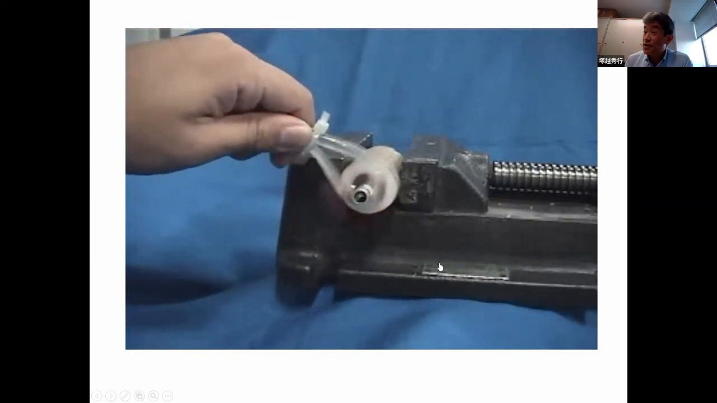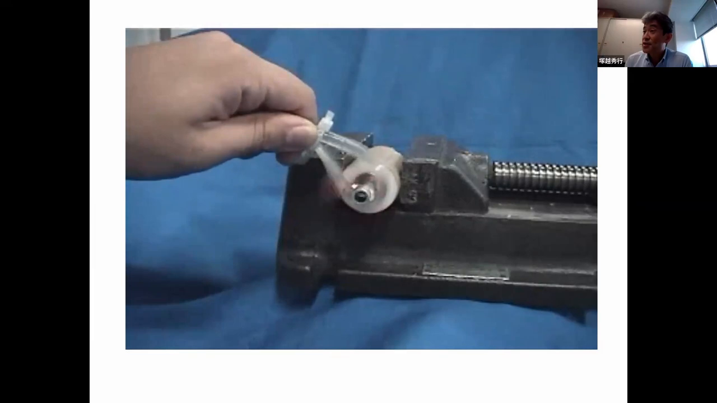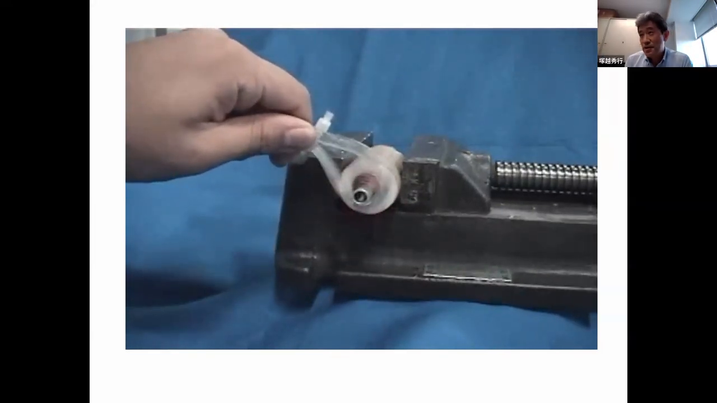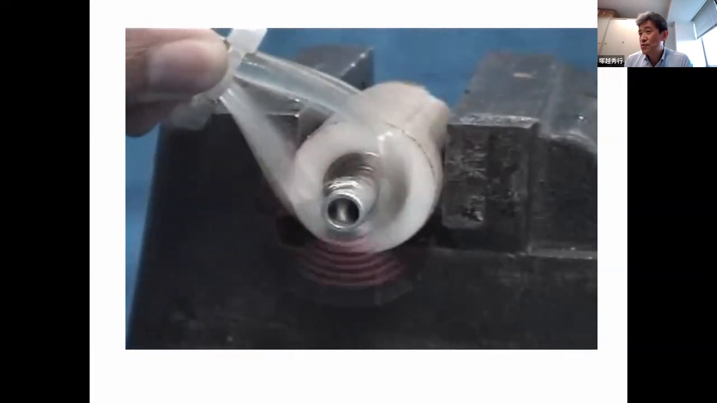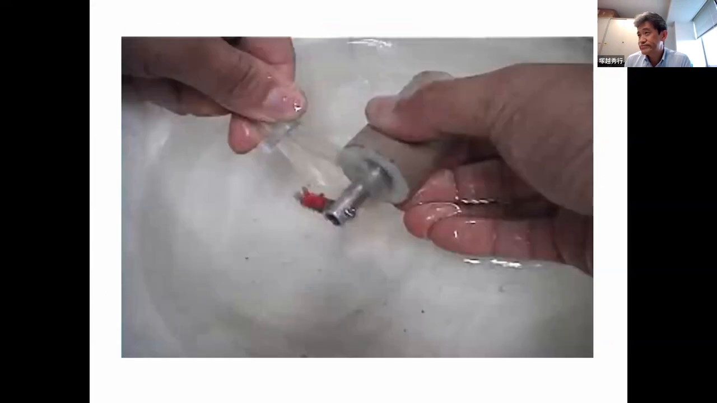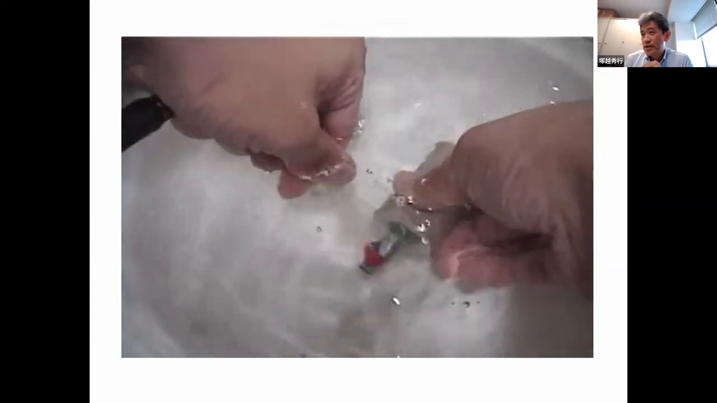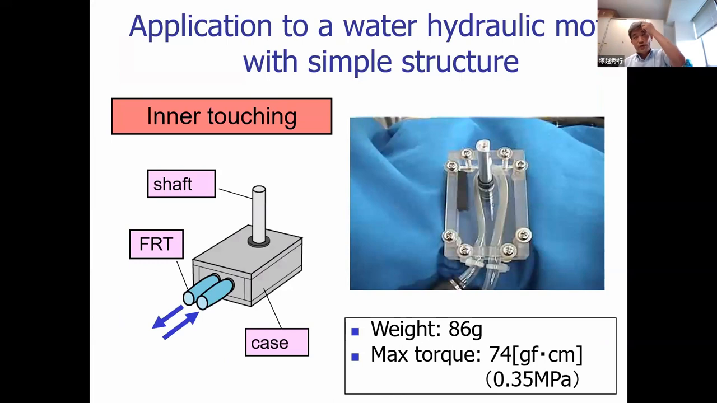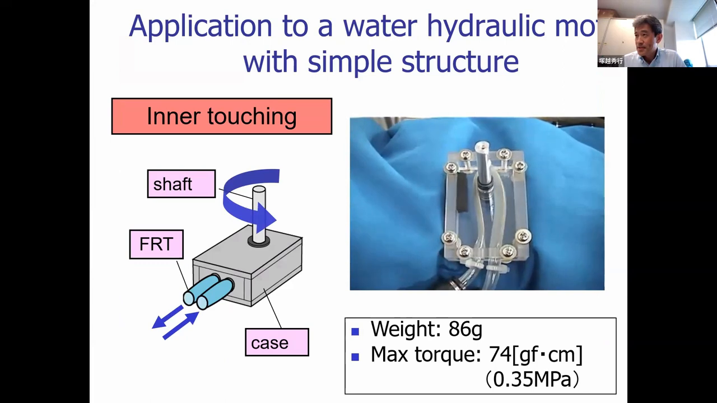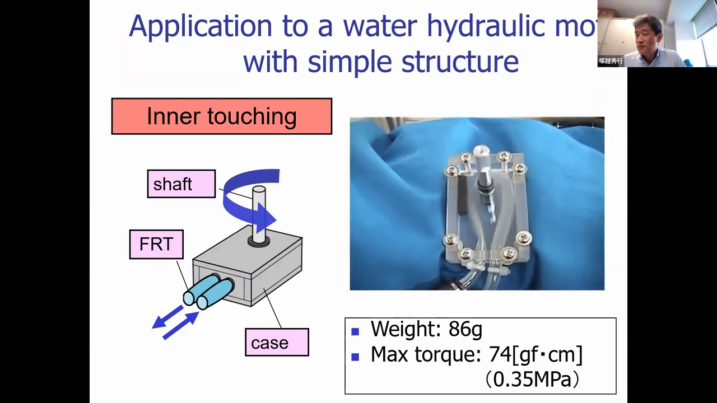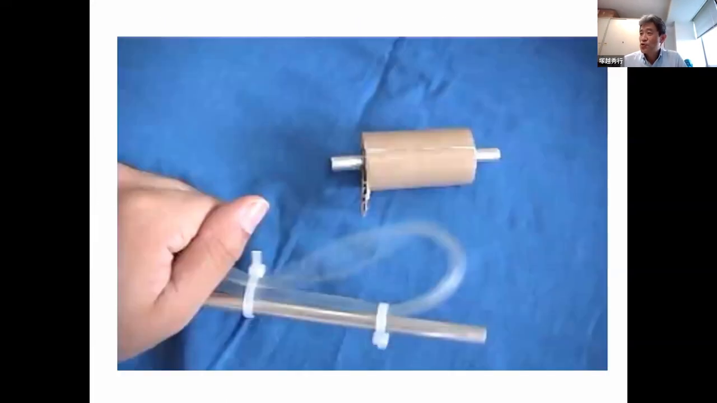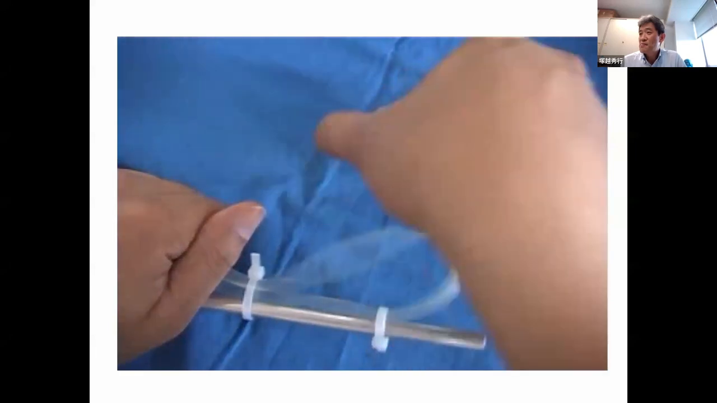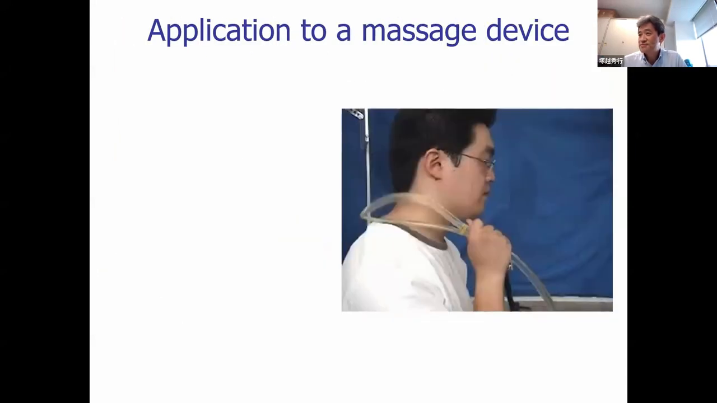As you see, if the free roller is touched from the inside of the FRT, a rotational motion arises. And we tried to utilize it for the motor at the beginning. It is very easy to fabricate, but not limited to the motor. We also tried to investigate a massage device, just like this.